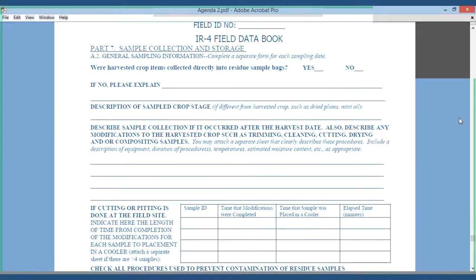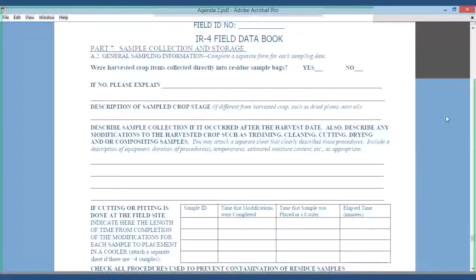For example, if you're growing onions, you may cut the onions, lift them out of the ground, or cassava, you may lift it out of the ground. You may allow it to dry somewhat and cut off the top. And then later, you would go back and then collect the sample.